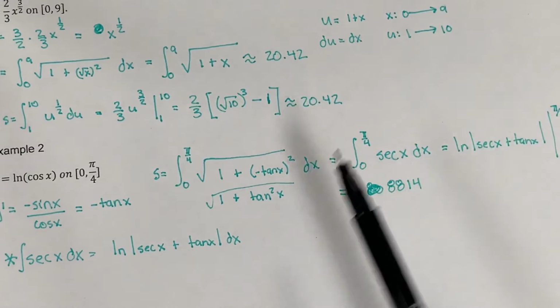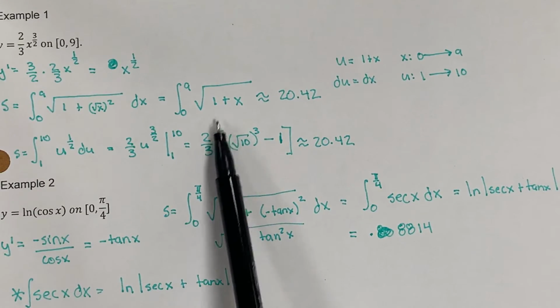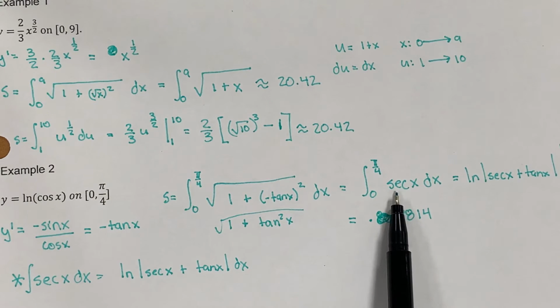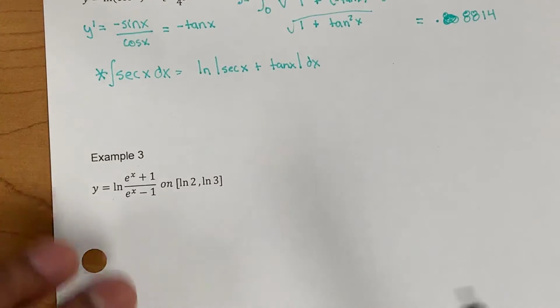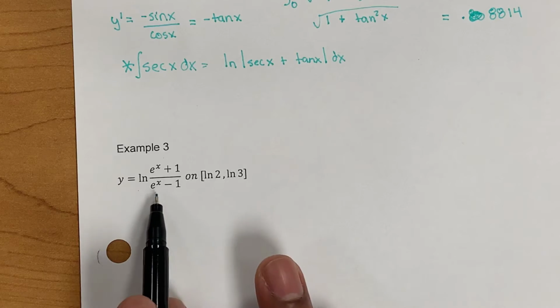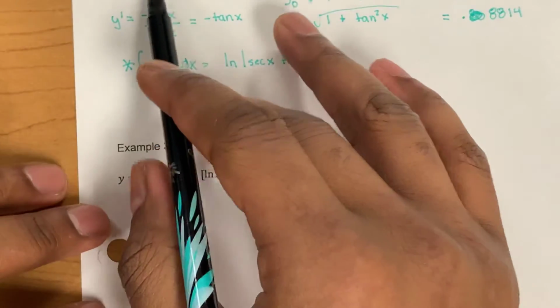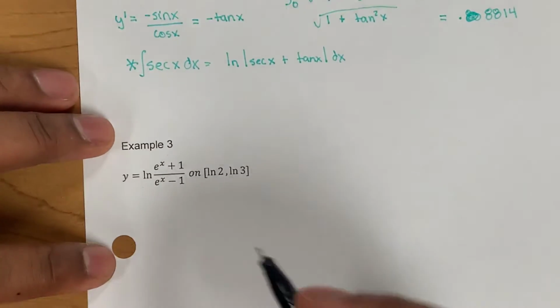If you see this on the AP exam, unless it's a very simple integral like example 1, you will be required to set up the integral and then use the calculator to get your actual value. And so then for the last example, we have the ln of e to the x plus 1 over e to the x minus 1. So I chose these last two examples so we can remember properties of logarithms.